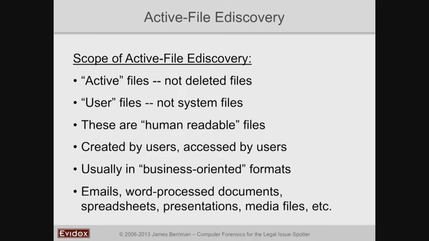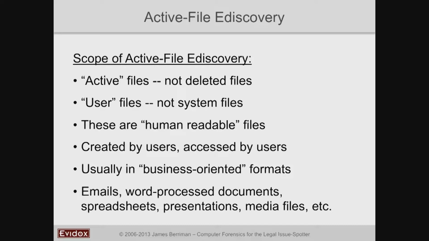So let's talk about active file e-discovery first. Active file e-discovery is what most of us think of as normal e-discovery. Basically, it involves active files, files that you can see on your computer. It involves user files, files that the user creates or accesses, as opposed to system files, system caches, and things that the user normally does not touch. And we can think of these as human-readable files. These are the files that a human being will be able to interpret when they look at them.